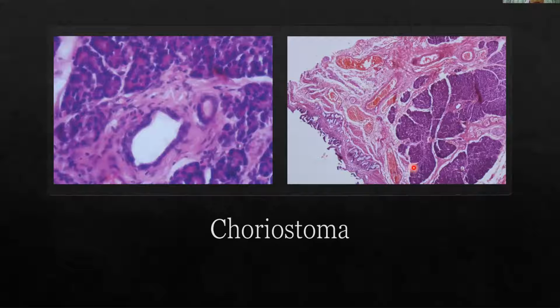All right, how about choristoma? This is actually gastric tissue, a gastric epithelium. And then in the stroma, we can see pancreatic tissue. In higher magnification, this is a pancreatic tissue. So choristoma means there is ectopic tissue from other organs situated in that organ. Understand? There is a difference between hamartoma and choristoma.